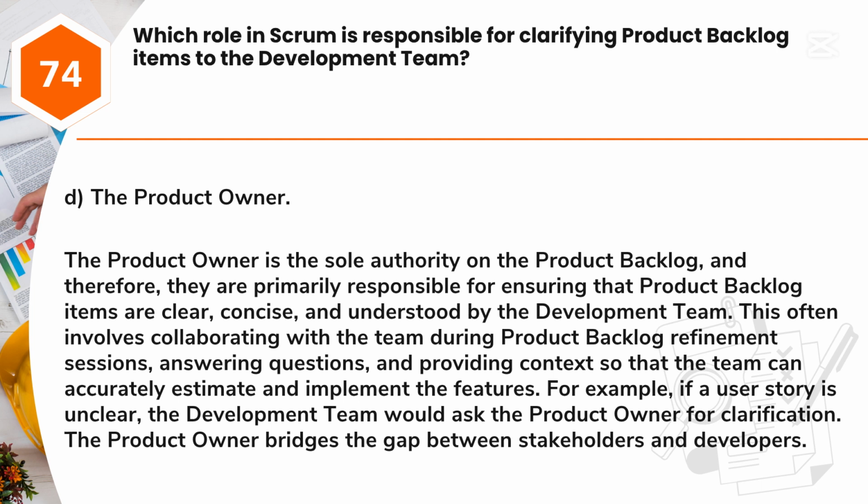The Product Owner is the sole authority on the product backlog, and therefore, they are primarily responsible for ensuring that product backlog items are clear, concise, and understood by the development team. This often involves collaborating with the team during product backlog refinement sessions, answering questions, and providing context so that the team can accurately estimate and implement the features. For example, if a user story is unclear, the development team would ask the Product Owner for clarification. The Product Owner bridges the gap between stakeholders and developers.